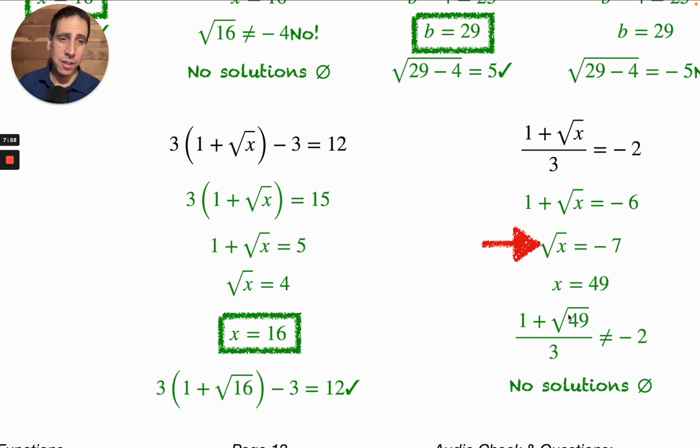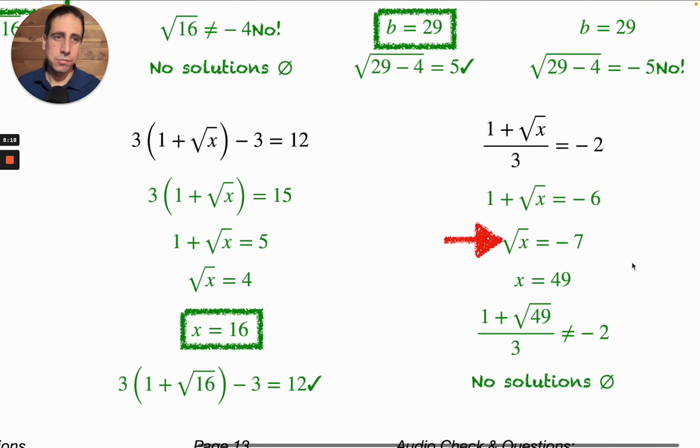Let's check to see if that really is a solution. So we get, let's put it back in the original, 1 plus square root of 49 over 3. Does that in fact equal negative 2? Nope, doesn't, because 1 plus 7 is 8 divided by 3. That is not negative 2. There are no solutions to this equation. There's no number that you can put in for x to make all of this equal to negative 2.